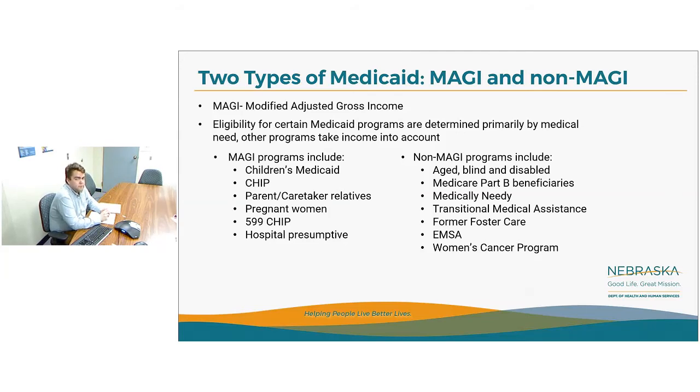So MAGI programs, meaning primarily income-driven programs, include Medicaid, Children's Medicaid, CHIP, Parent and Caretaker Medicaid, pregnant women, and so on. And non-MAGI, meaning the more medically needs-driven groups, include the aged, blind, disabled, transitional medical assistance, the Women's Cancer Program, and so on. And this is also not an exhaustive list. There are other categories besides these, but these are all of the major ones and a few of the smaller programs as well.